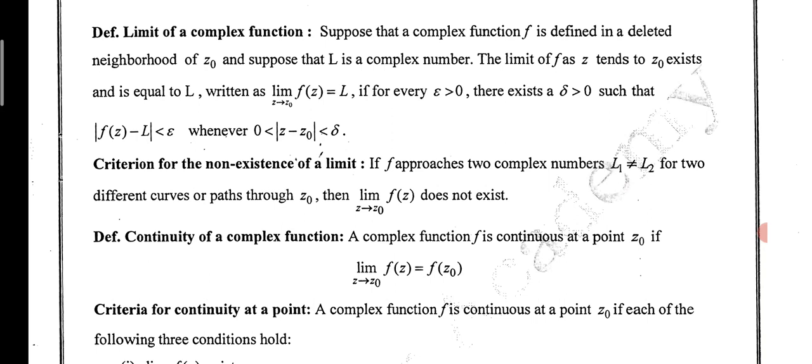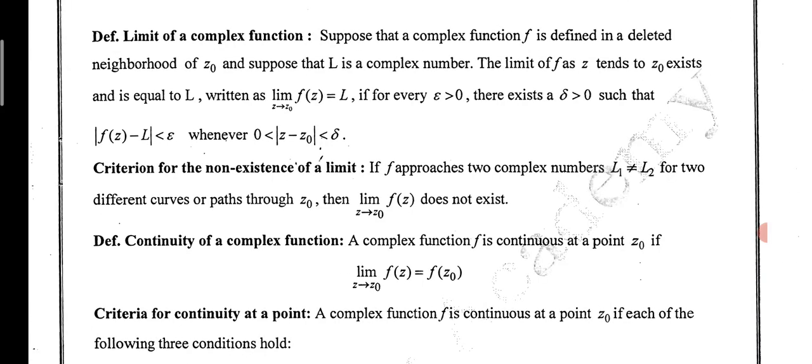The second: criteria for the non-existence of a limit. If f approaches two complex numbers L1 not equal to L2 for two different curves or paths through z0, then limit z tends to z0 f of z does not exist. This is called the criteria for the non-existence of a limit.